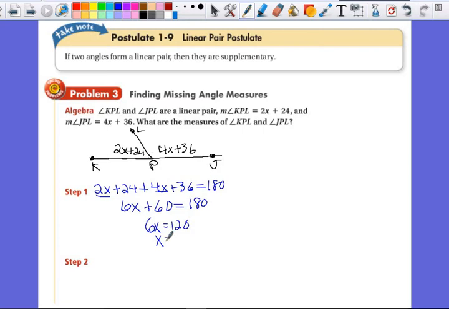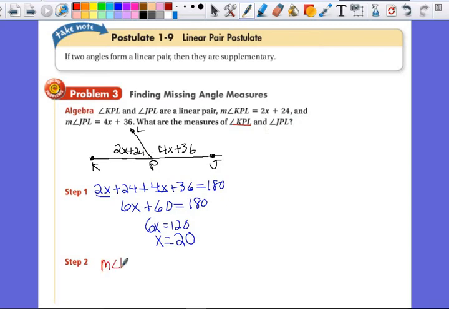Once we have what 6x equals, we now need to divide both sides by 6. When you divide 120 by 6, you get 20. So now that we have our x, we need to figure out what our two pieces are. We have KPL and JPL that we need to find. So let's find KPL first.